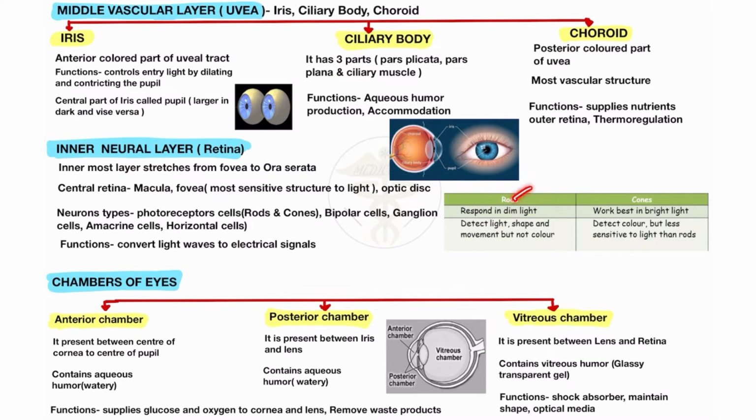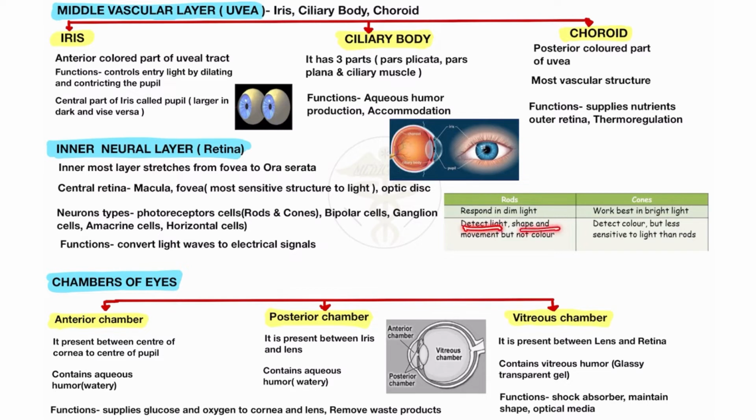It is a rod-like structure and it contains rhodopsin protein, and cones contain iodopsin. Rods respond to dim light, they help in dim light vision or dark vision, but cones help in bright light vision and color vision. So first you need to learn the difference between rods and cones. Rods respond to dim light, which means dark vision, but cones respond to bright light or color vision.